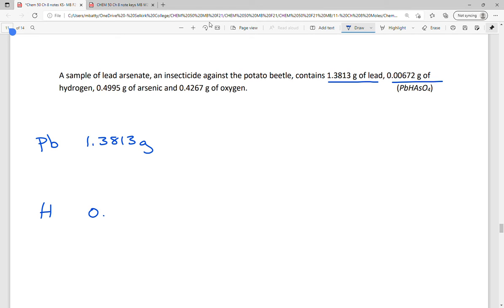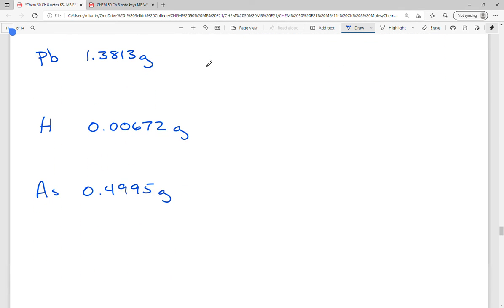Oops, did I put that in the wrong place? No, I got it. Some of arsenic. And then some of oxygen. I'm just going to scroll so there's some space here. I'm going to have to copy it. You can probably still see your page, 0.42 grams. So all of these were given the mass composition already. It didn't have to go from percentage where we had to then assume 100% or a 100 gram sample.